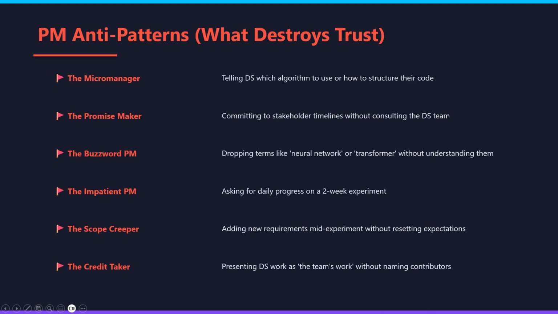And coming to the anti-patterns, I also want to discuss things that destroy trust, right? Micromanaging their technical choices, making timeline promises without consulting them, dropping buzzwords you don't understand, asking for daily progress on a 2 week experiment, adding scope mid-experiment, and taking credit for their work without naming them. So avoid all of these things.